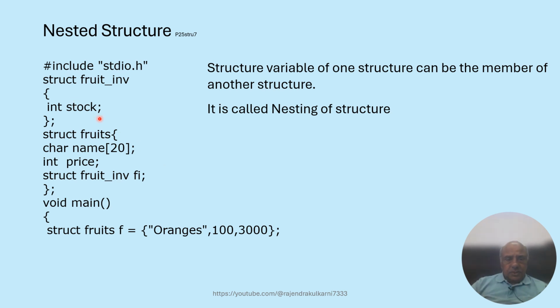So now what we can see, initialization of the structure elements of struct fruits is done in the normal way, the way we already saw in our earlier video. Even the nested member, which is fruit_inv fi, can also be initialized in the same fashion as we did in our normal unnested structures.